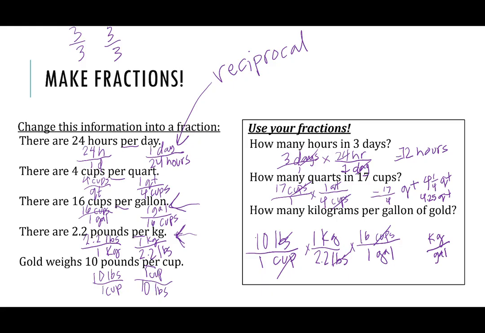For the math, we'll get 10 times 1, which is just 10, and then 10 times 16. So we have so far 160 in our numerator. In the denominator we have 1 times 2.2 times 1, which is just 2.2. Again, you can do that division by hand, but the answer that you get should be 72.7. I just went ahead and rounded that. It does repeat 7272. We have 72.7 kilograms per gallon for that answer.